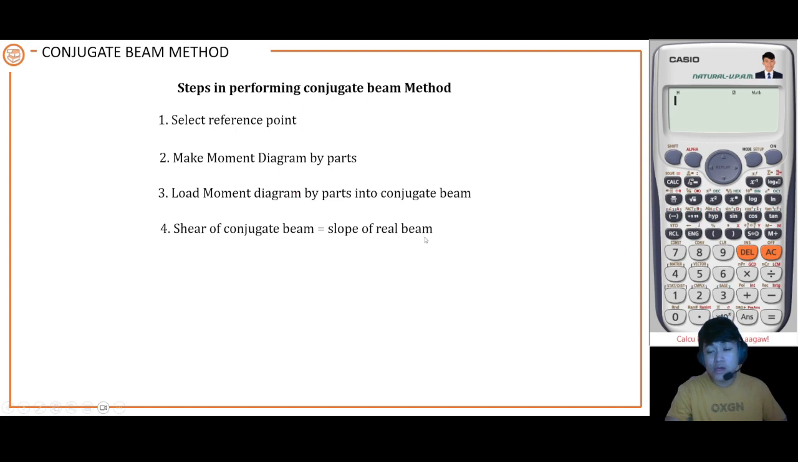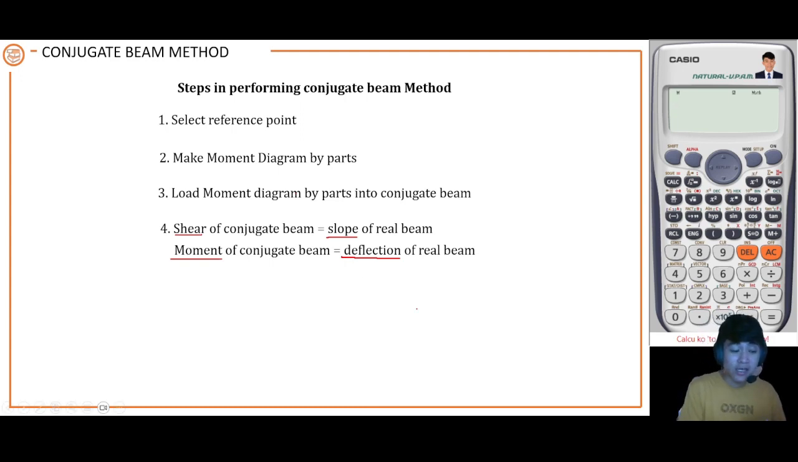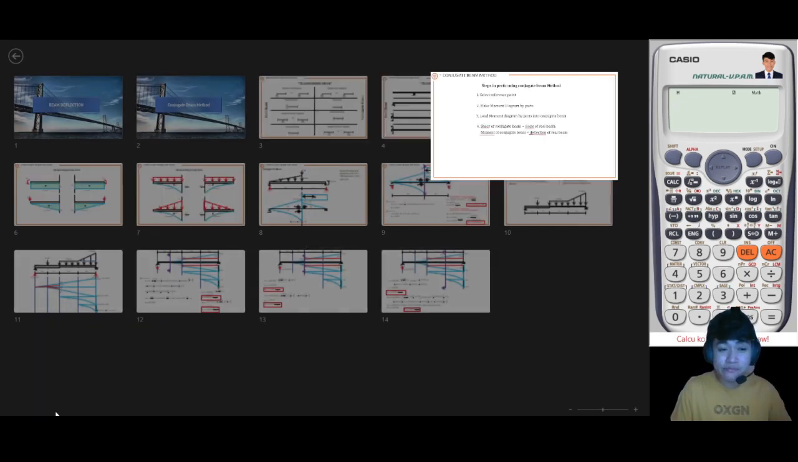And then the moment of your conjugate beam is the deflection of your real beam. This is the important part of the conjugate beam. The shear is equivalent to the slope of your real beam. The moment of your conjugate beam is the deflection of your real beam. And that's why we convert the real beam into a conjugate beam, para for us to solve the slope of a real beam, you just have to get the shear of your conjugate.